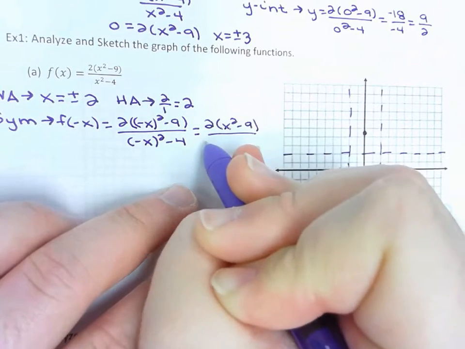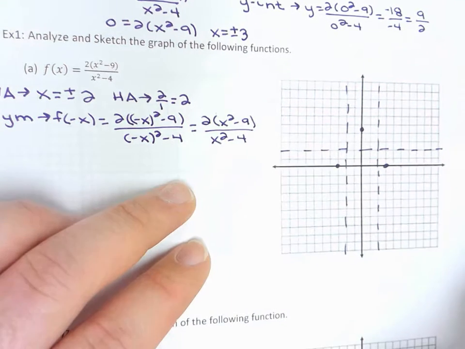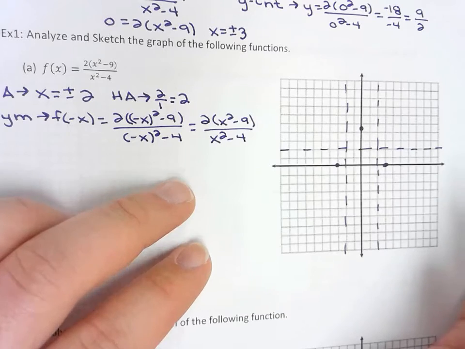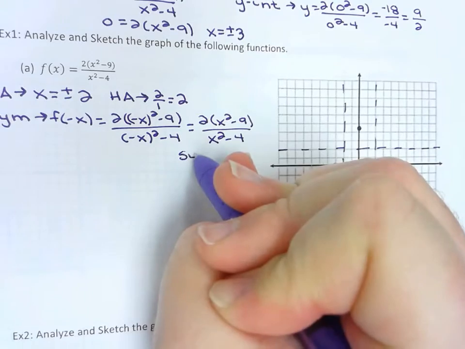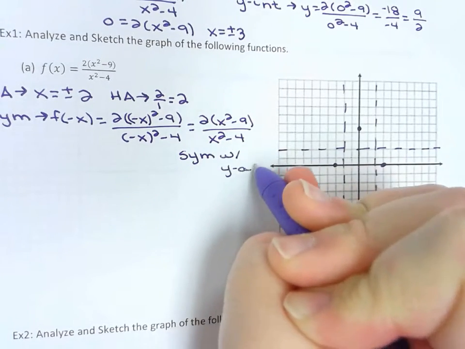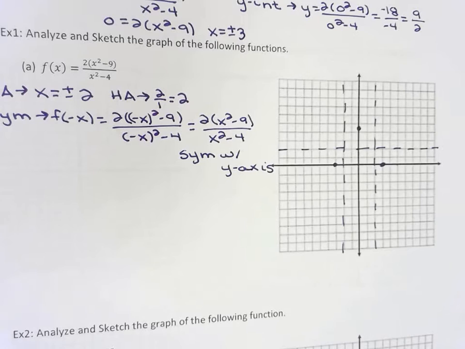And if I plug in negative x and get back the original, it is symmetric with the... look at the bottom of P1 notes if you need to. Symmetric with the y-axis. So not a super huge deal. Symmetry isn't going to tell you immediately what your graph will look like. It doesn't really give you specific points.